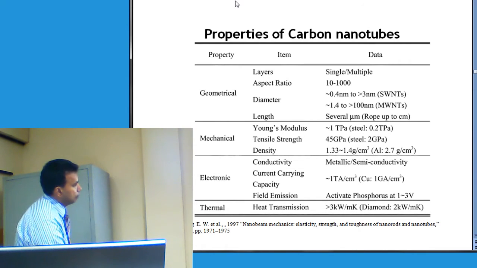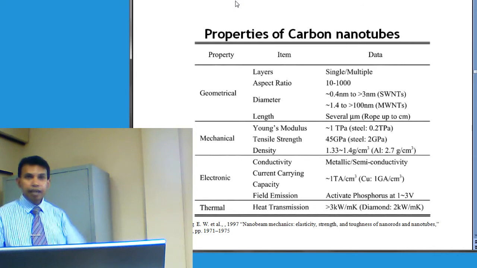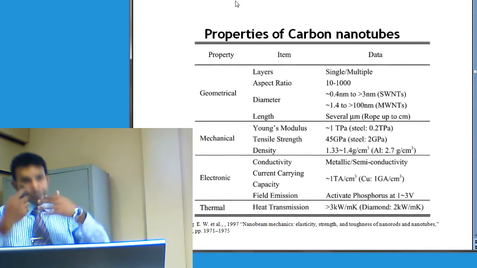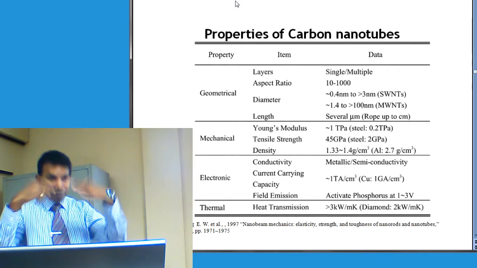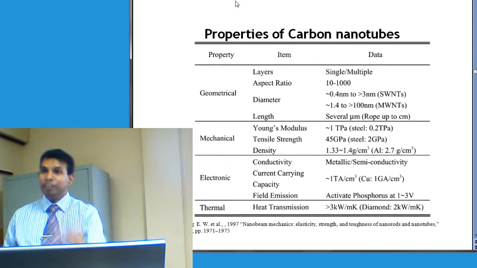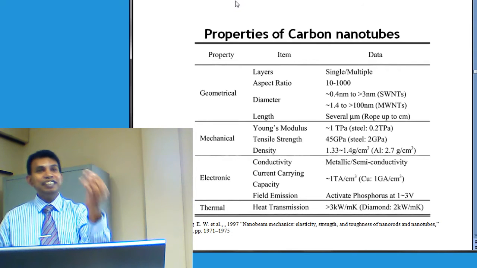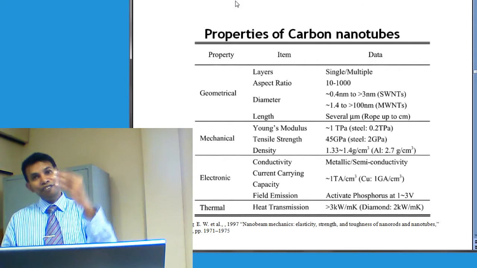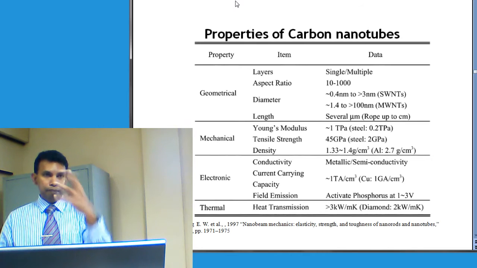Like for electronics, say 1 terampere for carbon nanotubes versus 1 gigampere for copper. Giga and tera, 1000 times bigger. That is why your mobile phone becomes smaller, because you don't need huge material. In those days they used big, bulk material.